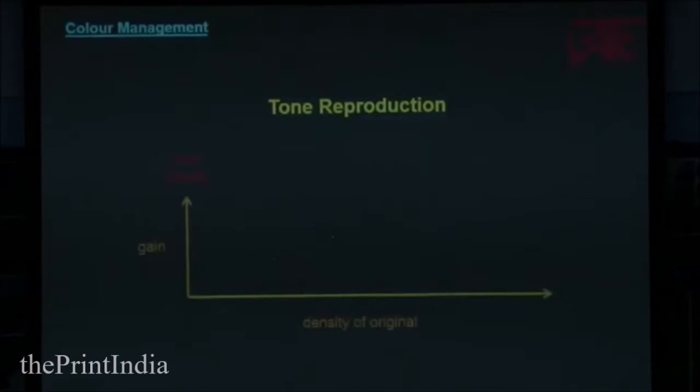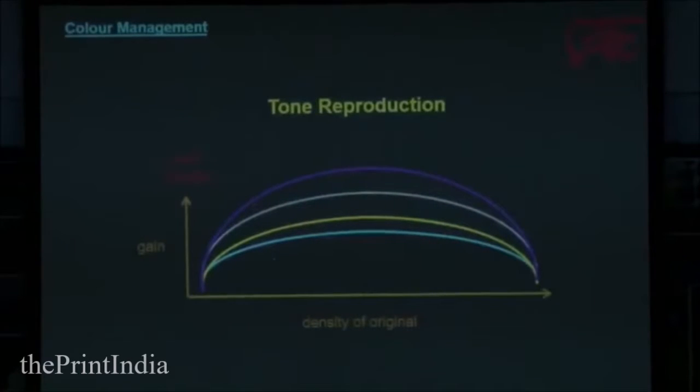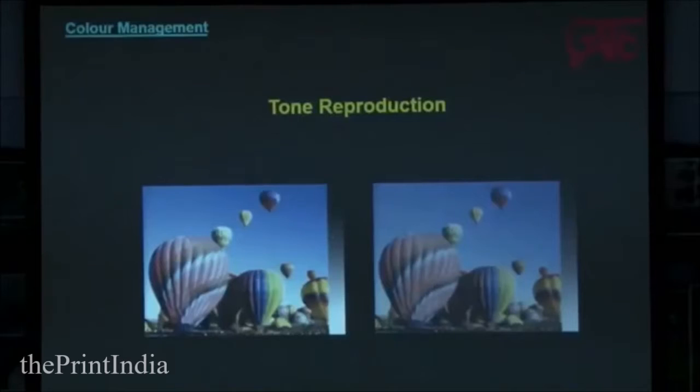So your tone reproduction depends on dot gain, cyan, magenta, yellow, black. And again, it's not the same for all the colors. Some inks will spread more than the others. Okay. So this dot gain, when you look at the gray balance, that has to be looked at after dot gain. After dot gain, what is the gray balance you are getting? Tone reproduction you are getting. So this is what it is.